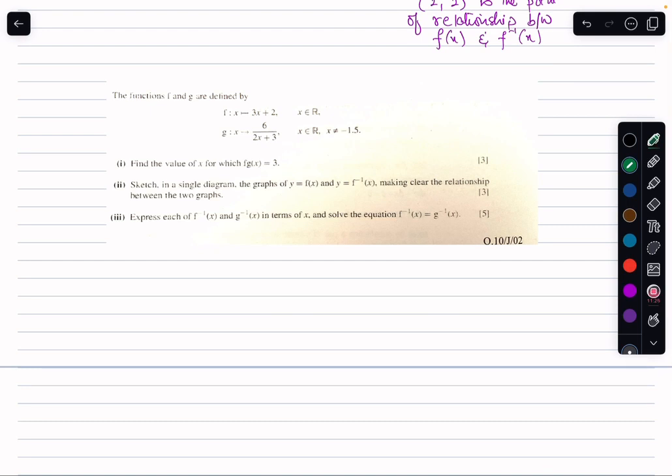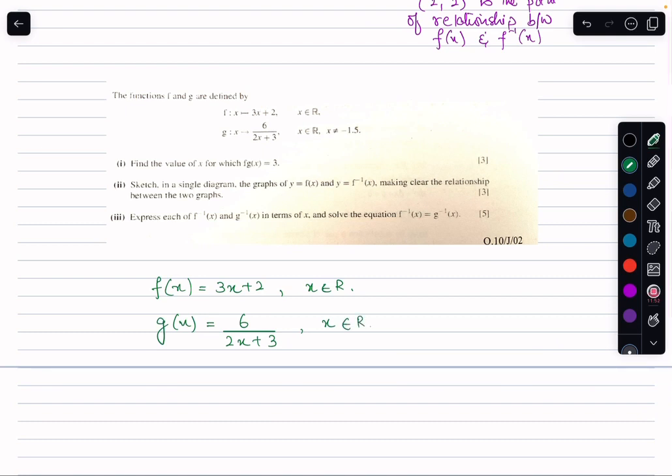So let's say f and g are defined by f(x) equals 3x plus 2. They have given us the function f, which is equal to 3x plus 2, such that x belongs to all real numbers. And they have also given us the function g(x), which equals 6 divided by 2x plus 3. And again, x belongs to all the real numbers.